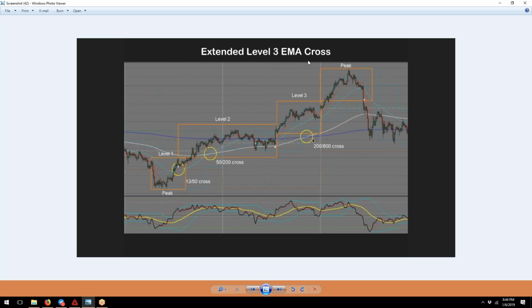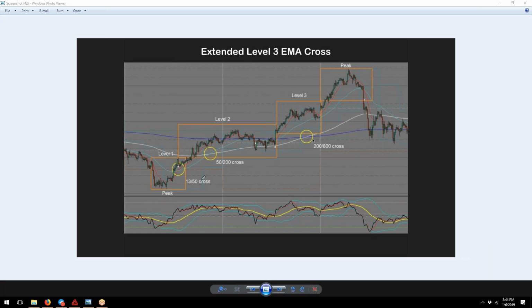Extended level 3: if you get an extension of level 3, you're going to have that 200 cross over the 800. That's the only difference. This is on the way up. The 13, level 1, crosses over the 50. The 13's the catch-up. The 50's the water.